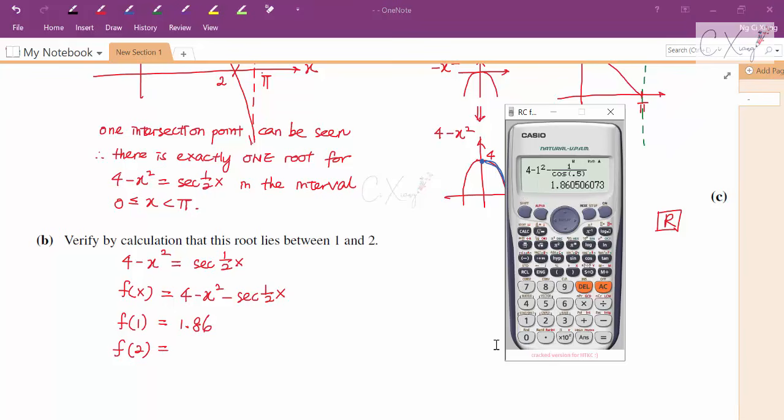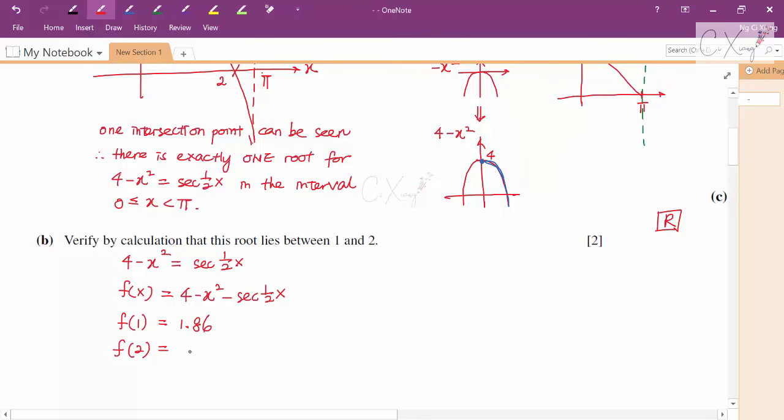Okay, so what I need to do is try to change the value here. So the 1 here, I will change it to 2. And then for the secant, the part here, when you multiply the 2 inside, you have secant 1. So secant 1 means you're having 1 over cos 1. And you press the equal sign again. The value that you get will be negative 1.85.